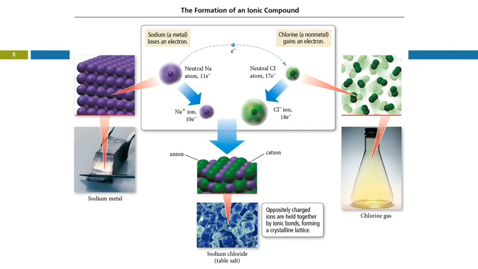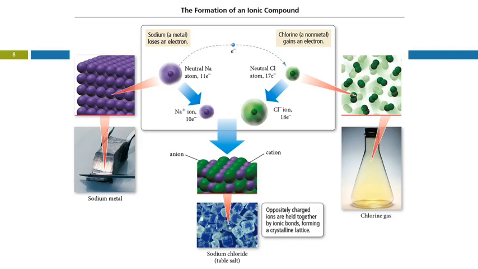Here we have illustrations. Here's sodium metal, all the same atoms, all sodium atoms. It's an element. Here we have chlorine gas. All of these particles are the same as each other. There's only one kind of little sphere. They're all chlorine. And so when these two things combine, a metal and a nonmetal, the metal, neutral sodium, will tend to lose one electron. The electron has to go somewhere. So the electron goes to the chlorine atom.